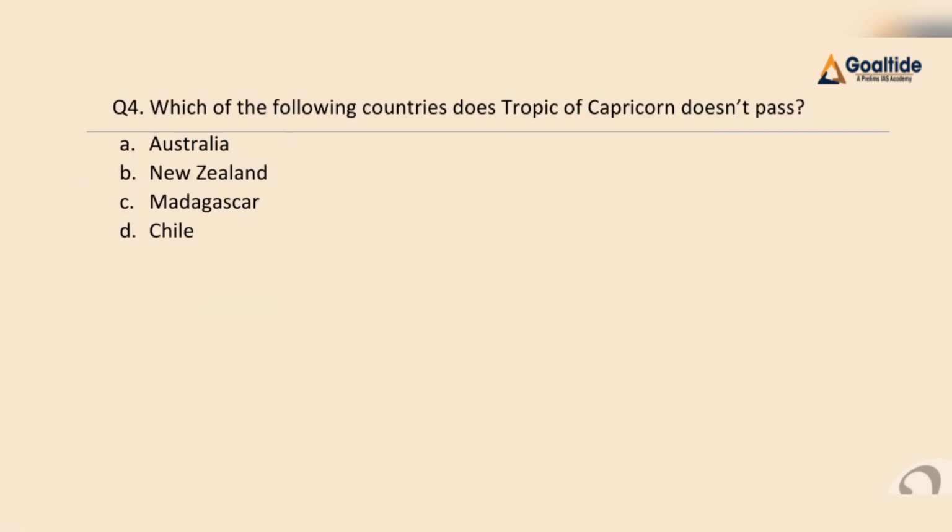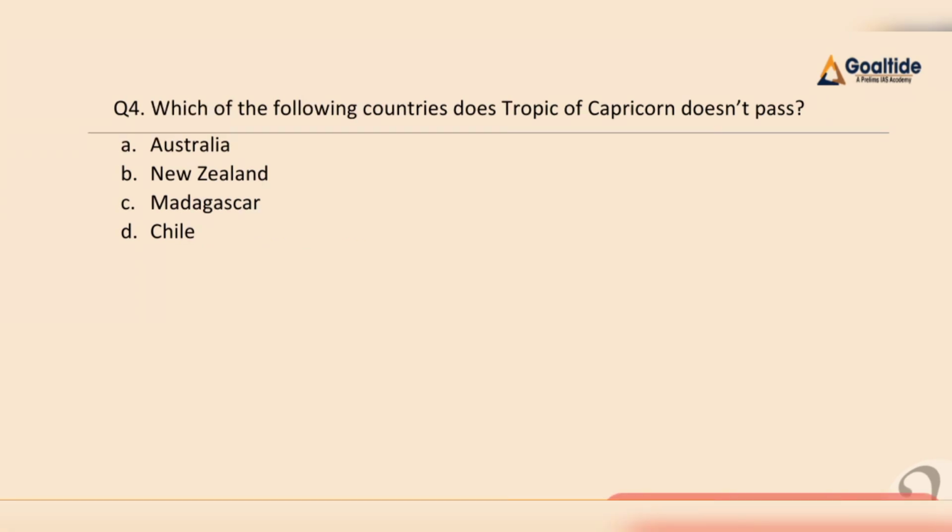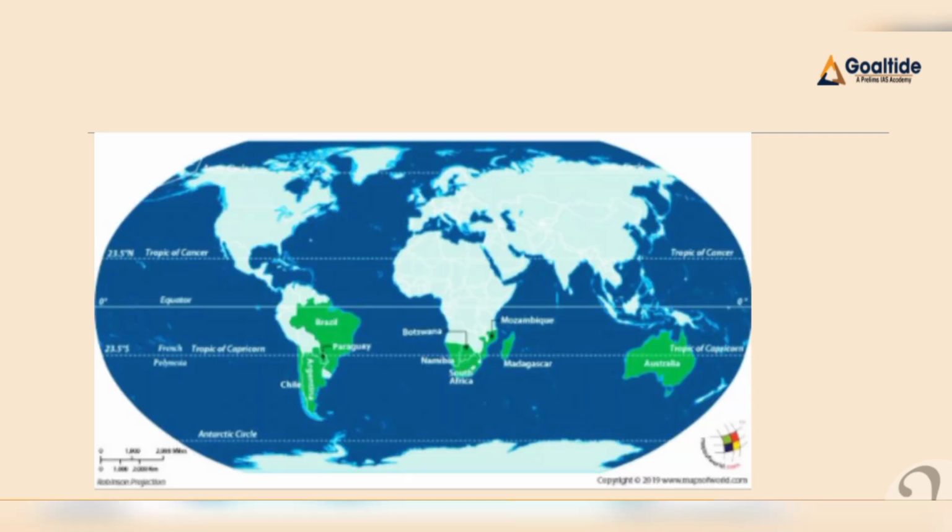Now question number 4. Question 4. Which of the following countries does the Tropic of Capricorn not pass through? A. Australia, B. New Zealand, C. Madagascar, D. Chile. So here in a map, we can see the Tropic of Capricorn, right?